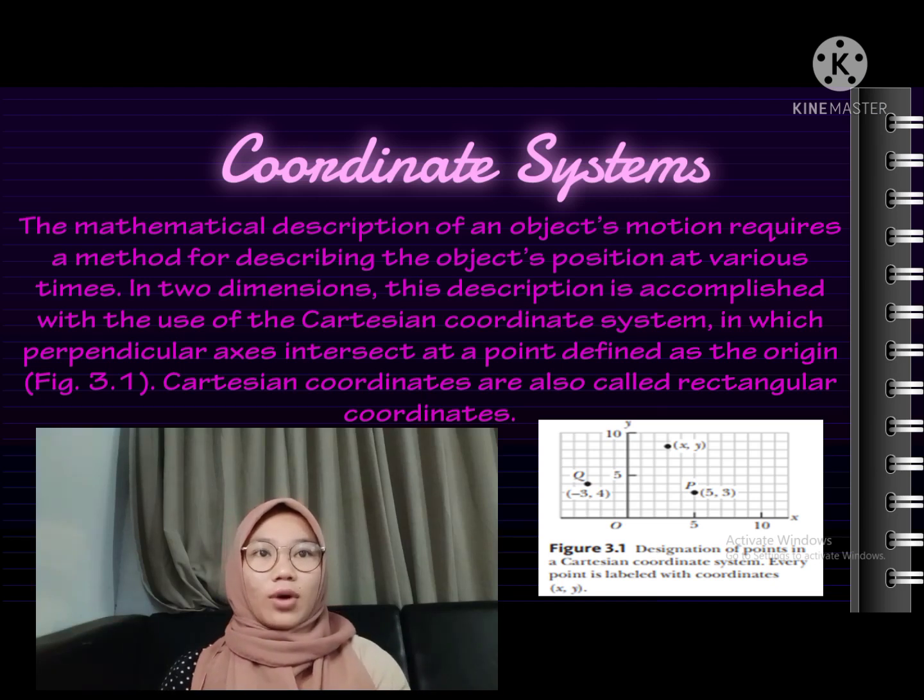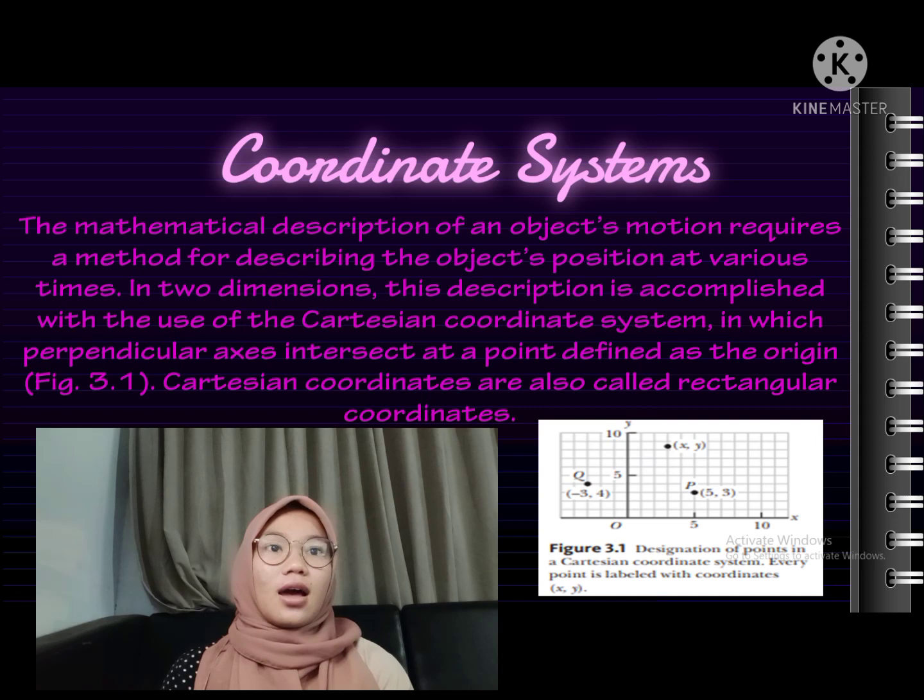Next, material 1, coordinate system. The mathematical description of an object requires a method for describing the object's position at various times in two dimensions. This description is completed with the use of the Cartesian coordinate system, in which perpendicular axes intersect at a point defined as the origin. Figure 3.1. Cartesian coordinates are also called rectangular coordinates.